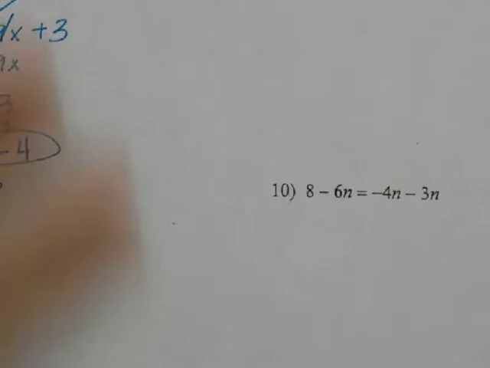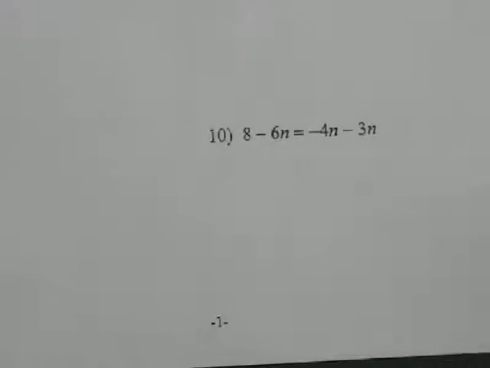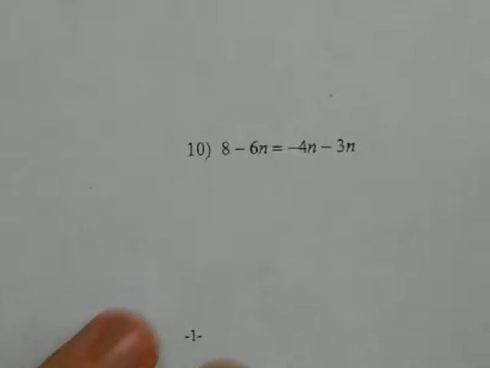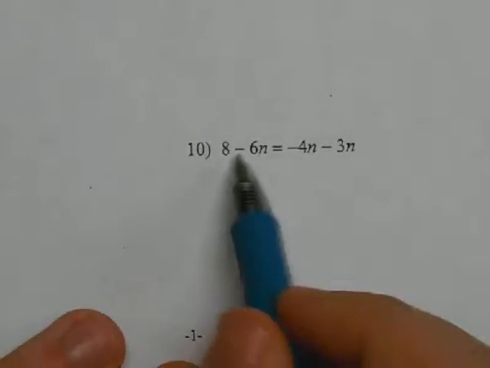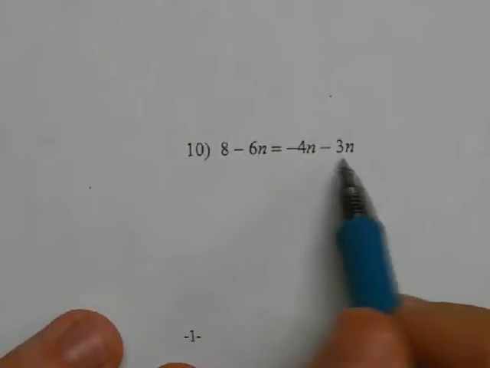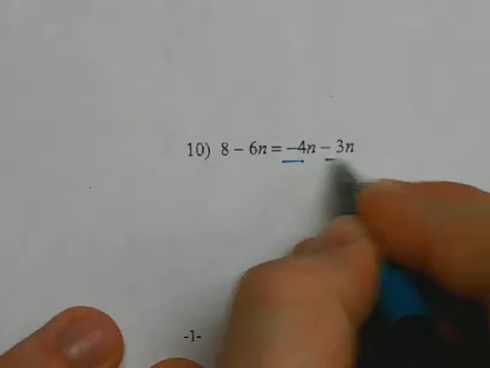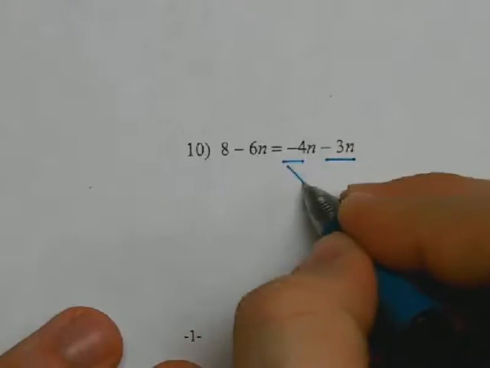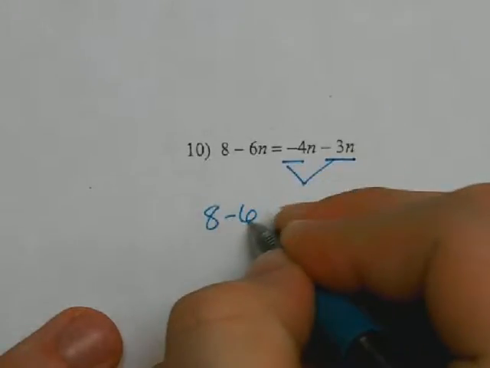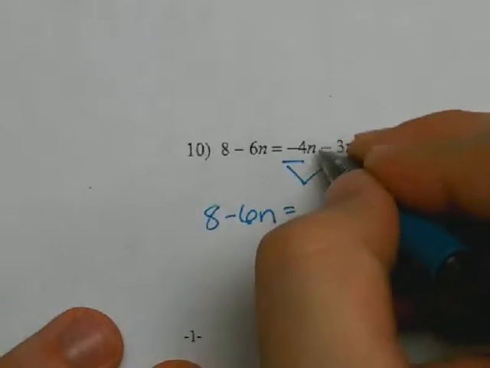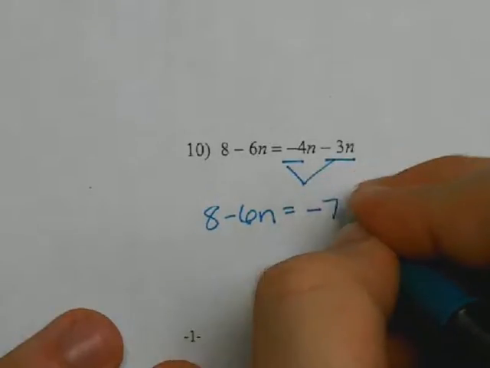8 minus 6n equals negative 4n minus 3n. So, is there anything I can combine on the left side? Nope, there's not. Is there anything I can combine on the right side? Yes, there is. So I can combine negative 4n and negative 3n. So I combine those, and I have 8 minus 6n. I drop that down equals negative 4n minus 3n is negative 7n.